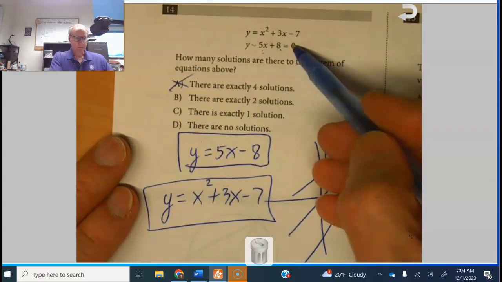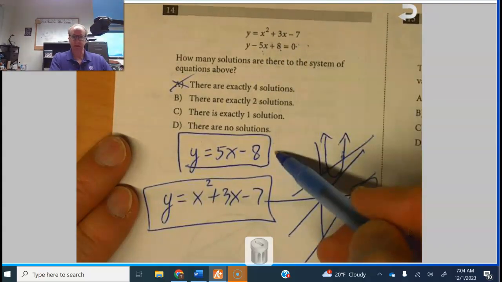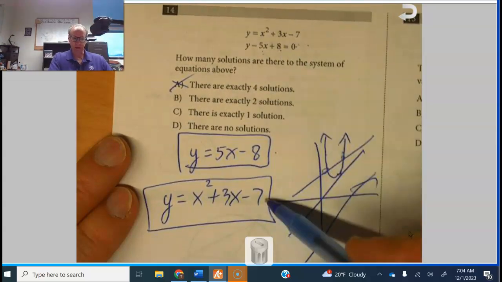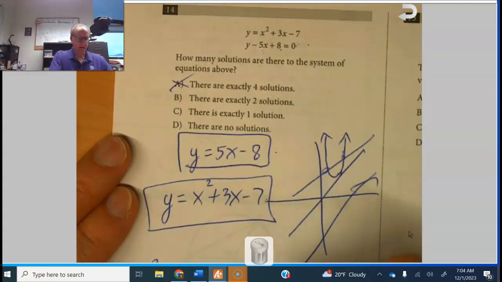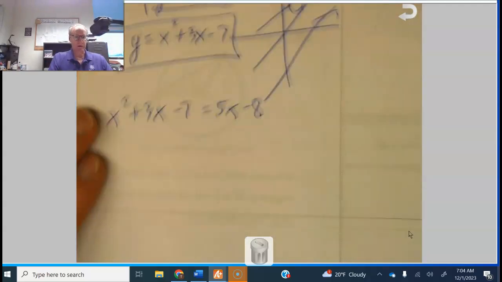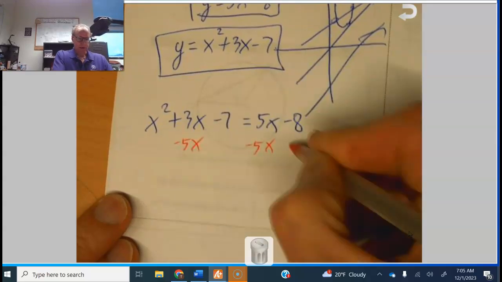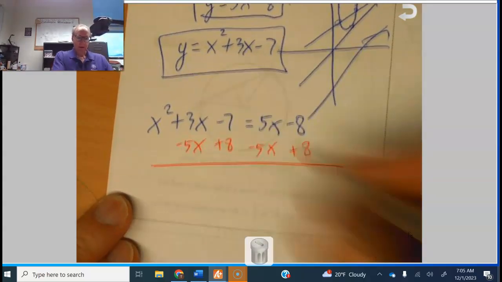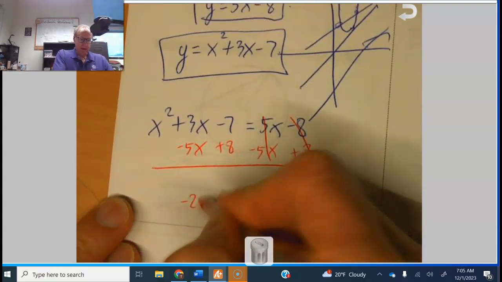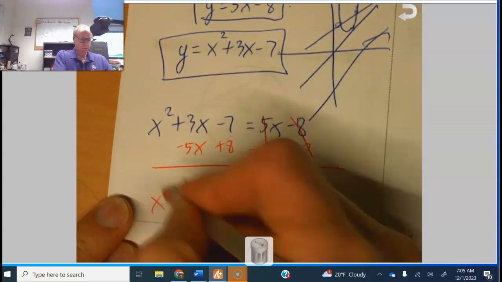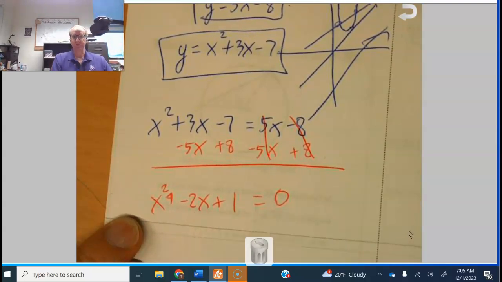Sorry about that. This one, I added 5x to both sides. I subtracted 8. So I got my equation for my line. I have a quadratic here. It's already written. And I've got x squared plus 3x minus 7 equals 5x minus 8. And if you know how to solve quadratics, you just subtract the 5x and add the 8. And what I get is x squared minus 2x plus 1 equals 0.